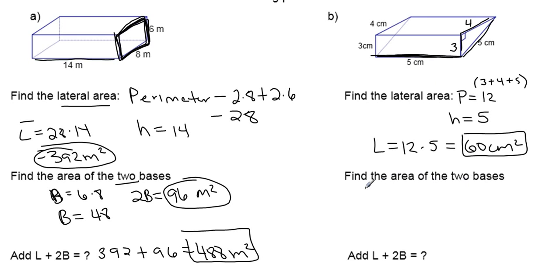Now to find the area of the two bases. The base is a triangle, and the area of a triangle is 1/2 the triangle's base times height. So 1/2 of 3 times 4. Because remember, the base and the height are perpendicular to each other in a triangle. So we get a total of 6 for the area of the base. We want the area of two bases. So 2 times 6, which is 12.